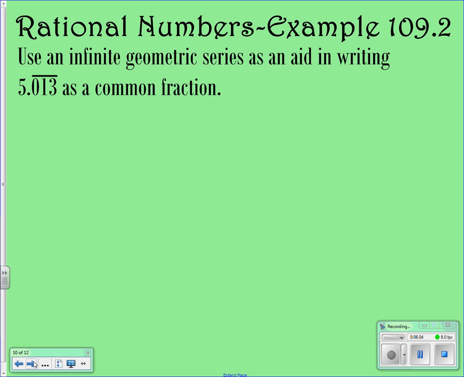We want to write 5.013 repeating as a common fraction. Now on this one, again, we're not using infinite geometric series. So we're going to start by writing our number. And we have 5.013, 013, 013, etc. Now we have 3 digits that are repeating here, so we need to multiply it by 1,000.